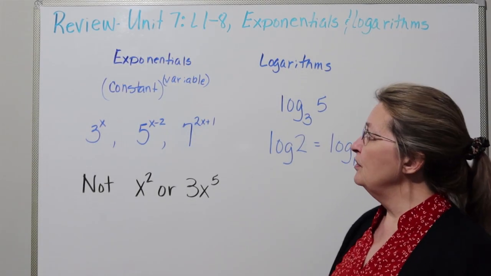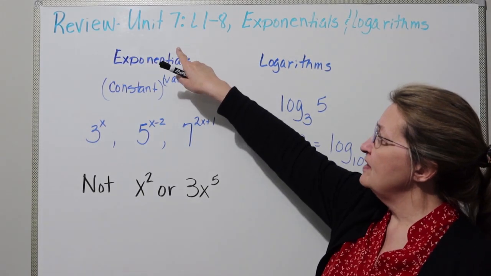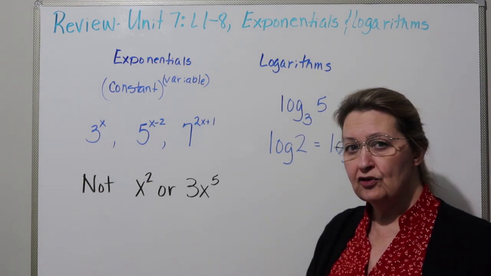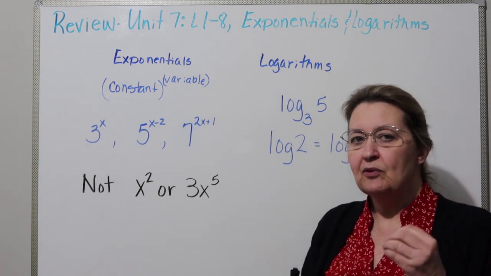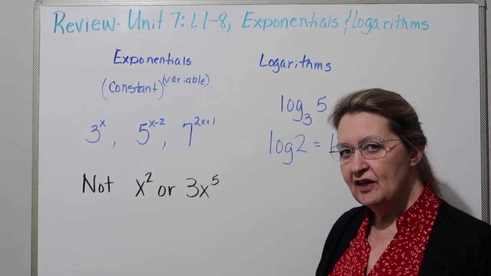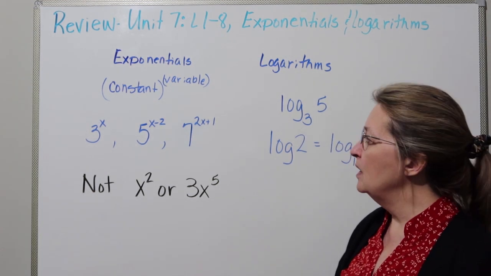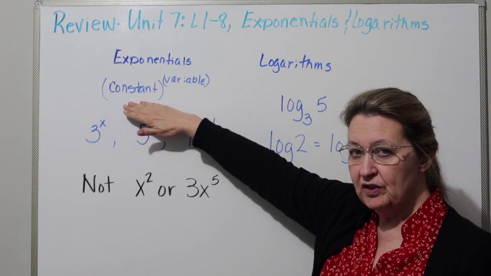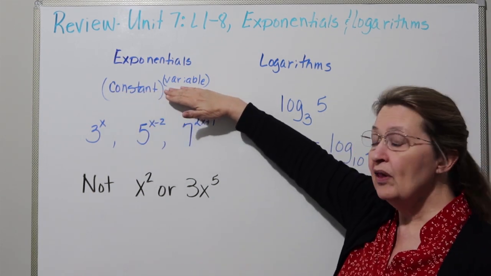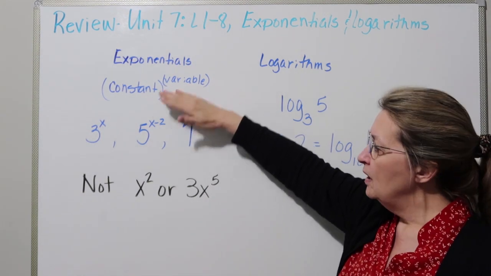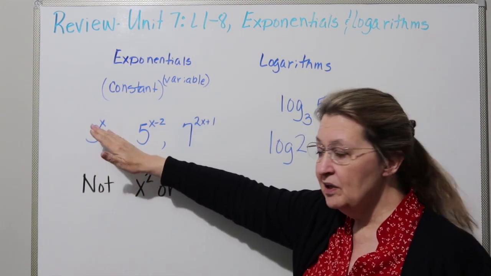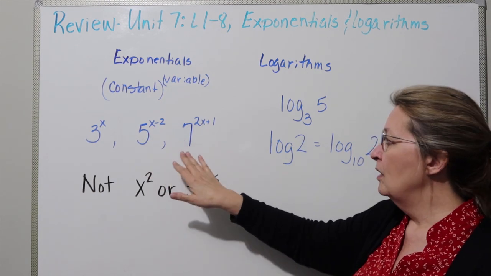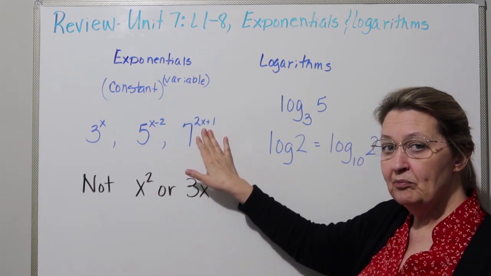Let's have a quick review of everything we've looked at in Unit 7, Lessons 1 through 8, which was exponentials and logarithms. First, we had to be able to recognize what was an exponential and what was a logarithm. Now, an exponential is defined as it has a constant base, which is a number, and a variable exponent, which is a letter. So some examples would be 3 to the x power, or 5 to the x minus 2 power, or 7 to the 2x plus 1 power.